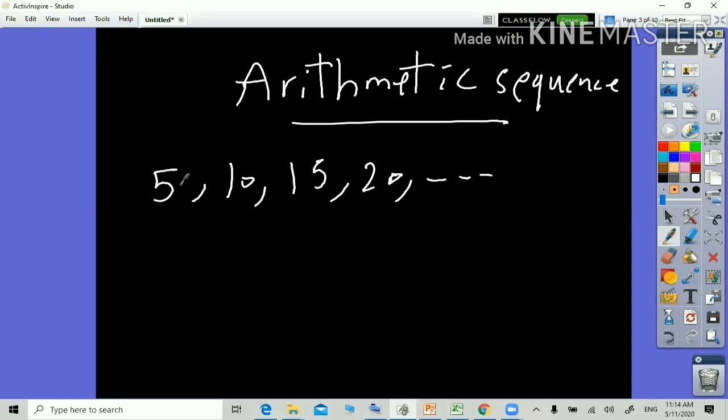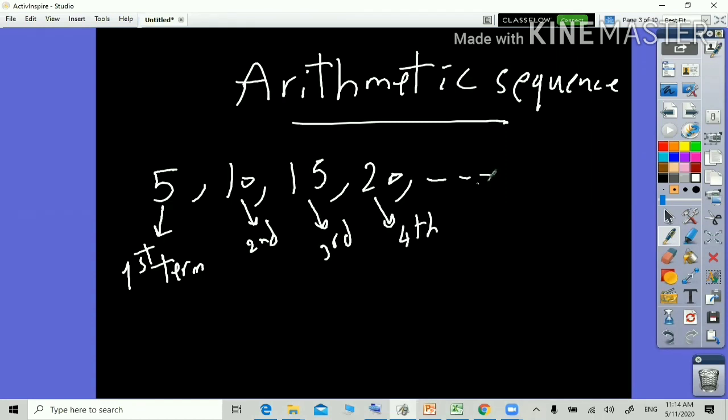By the way, each number here is called a term. That 5 is called the first term. That 10 is called the second, the third, the fourth, and so on till the last term. I will call the last term n, because I don't know it. What's n? n here is the number of terms.